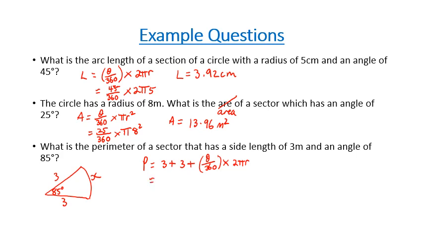And in this particular case, 3 plus 3 is 6. I'll just add that together for now. This becomes 85 over 360 multiplied by 2 pi 3. I'm going to work out what that is in the calculator and just add 6 to it at the end. So 85 divided by 360 times 2 times pi times 3 plus 6, and that's going to give me a total of 10.45 meters.